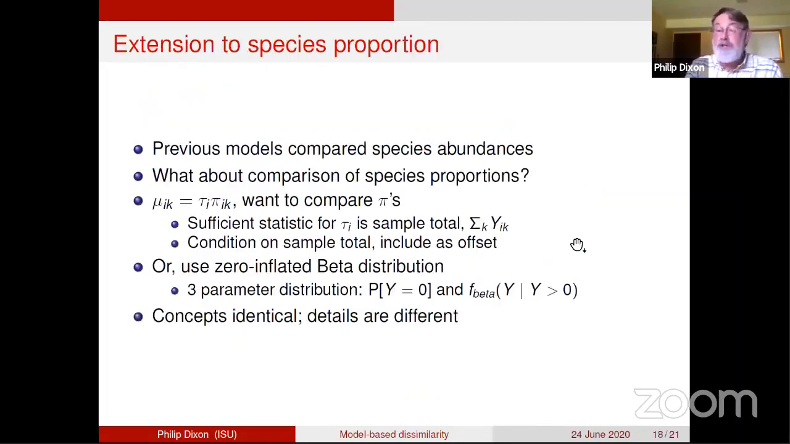I focused on abundances. One can alternatively look at species proportions, either by conditioning on the sample total and using that as an offset, or using a zero inflated beta distribution and the same ideas. I've worked out all the details. I'm not going to talk about them here.